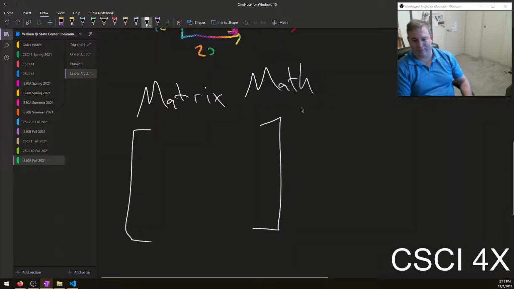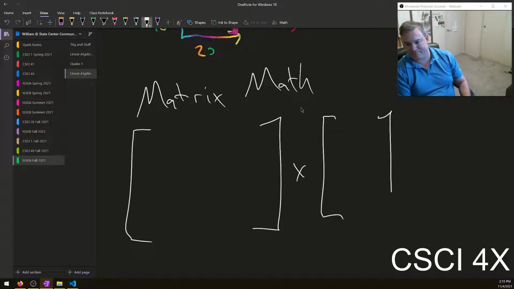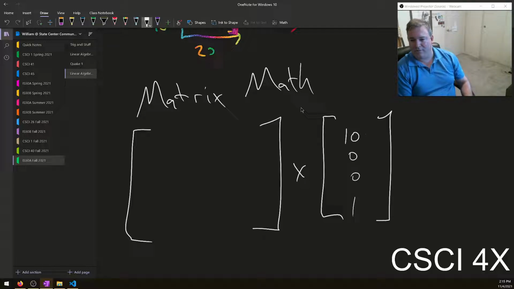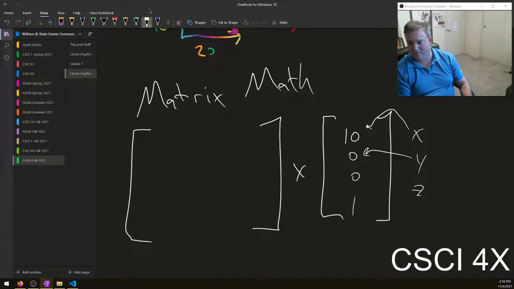All right, so let's talk about matrix math. So specifically, a matrix times a vector. So let's say that we're at point 10, 0, 0. So you'll typically have your point held in a 4x1 vector. So this corresponds to x. That's your x value. This is your y value. This is your z value.